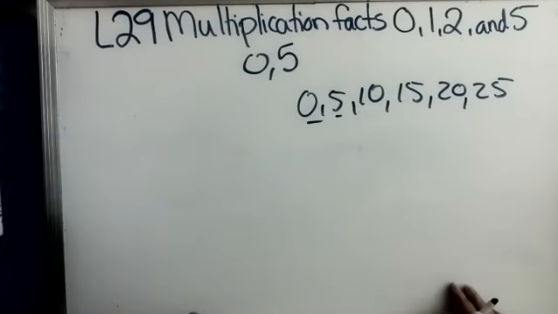So those are your rules for zeros, ones, twos, and fives. For twos and fives, remember your patterns. For zeros and ones, remember that anything times 0 is 0, and anything times 1 is the number you times it by. That is lesson 29, multiplication facts for 0, 1, 2, and 5 for Saxon 4.